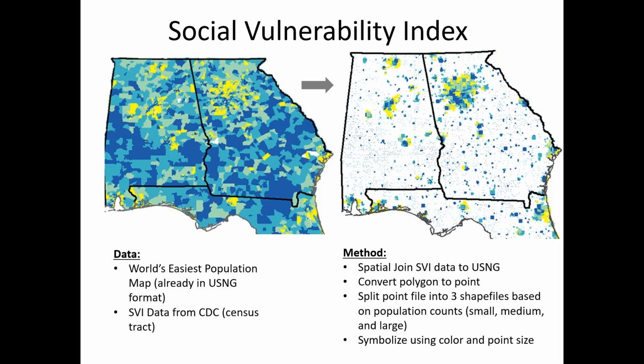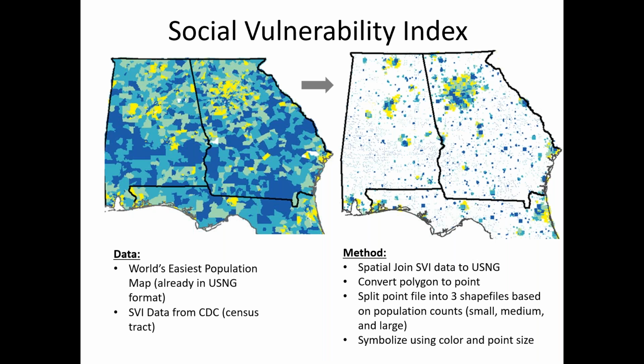So for the data, if you have your world's easiest population map handy, then you already have it in USNG shapefile format, and you already know the population estimate for each grid cell. So you download the SVI data, and you can use a spatial join. And the reason I say that is this map is not going to be quantified in any way. You're really just transferring a rating given by the CDC to a grid cell. So I don't feel that it needs the spatial interpolation, the extra steps there.